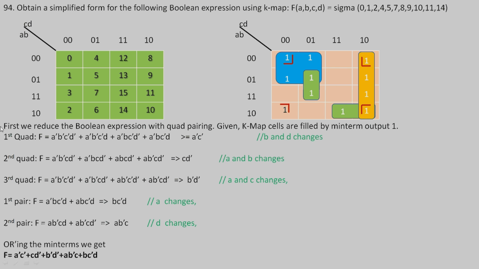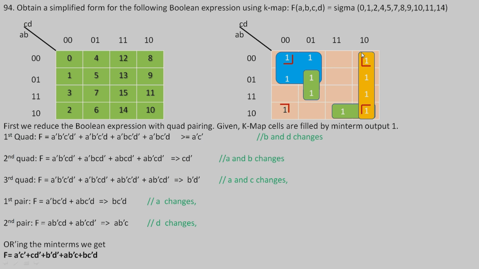Here, at first we reduce the Boolean expression for the quad pairing, and the first quad is A complement B complement C complement D complement, that is this. Since all are 0, we complement them. A complement B complement C complement and D. Then A complement B, C complement, D complement, that is written here. And then A complement B for this cell, and then C complement D. Now in this quad, B and D change the input values, so we have A complement, C complement.